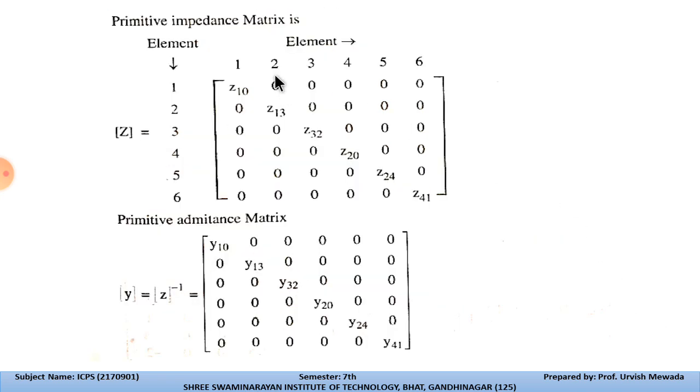Now the primitive impedance matrix will be a diagonal matrix, which we consider only, and off-diagonal elements will be considered as 0. Then the primitive admittance matrix will be y equal to z inverse. So inverse of z10 will become y10, and z13 will become y13. So this is how we can form the primitive admittance matrix. The impedance matrix can be converted into the admittance matrix by taking the inverse of the impedance matrix.